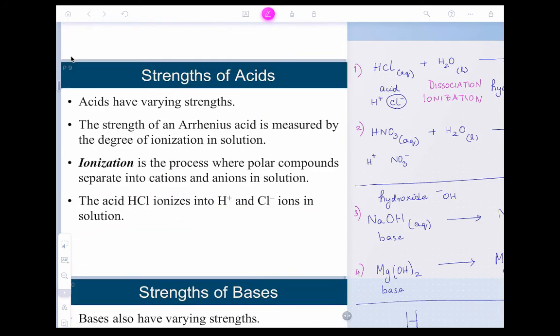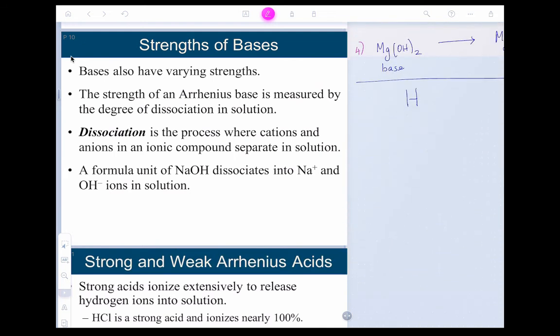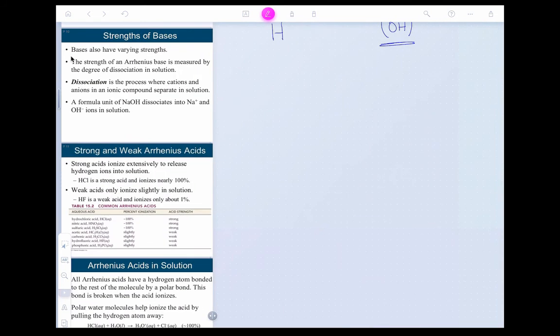So all of that is explained in these two slides. Next, we are going to take this logically to say why some acids are strong and why some are weak. So that's going to be my next section that I want to explore here. So I'm going to take hydrochloric acid.